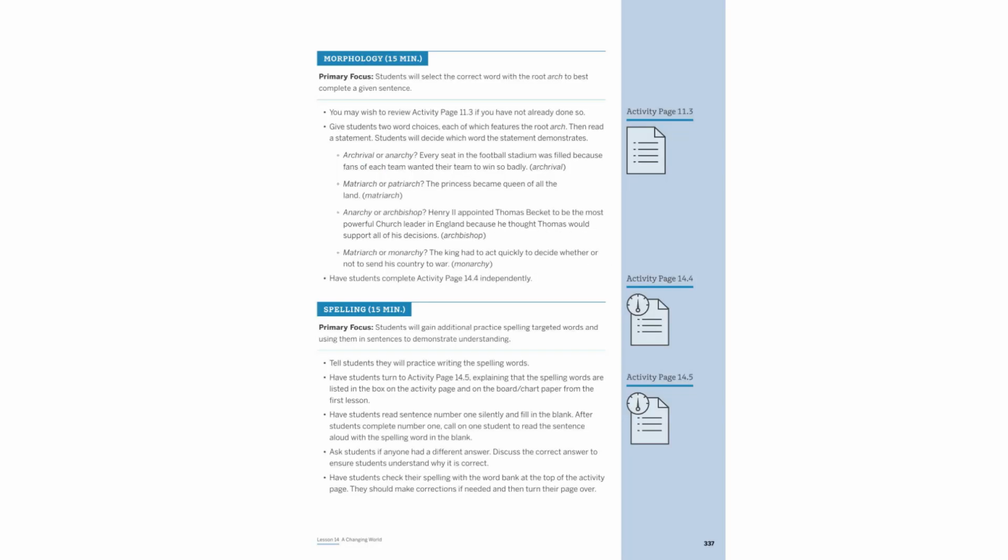Students will explore words with the root arch to complete sentences. For example, arch-rival fits when fans fill a stadium for a fierce competition. Similarly, matriarch describes a queen's rise to power. In another instance, archbishop is used when discussing a powerful church leader. Finally, monarchy is relevant when a king makes crucial decisions.